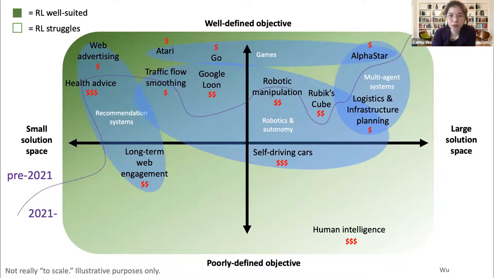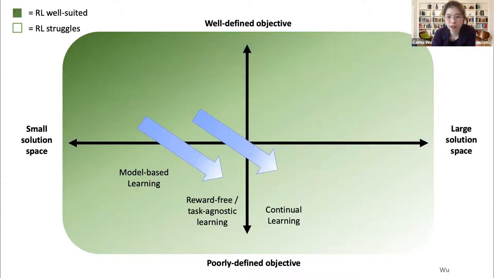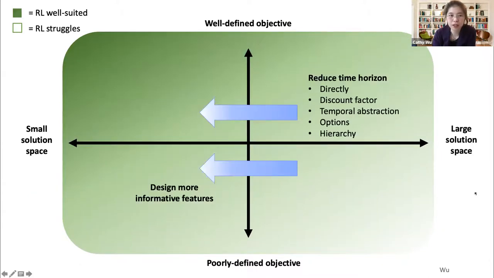So a couple of pretty easy things: one, if this is the quadrant that's suitable, then maybe we want to take these problems and push them in this direction. There are a few ways to do so, directly or indirectly. We basically want to reduce the time horizon. So we can just reduce the time horizon, we can twiddle the discount factor, we can incorporate temporal abstractions, options, hierarchy, various ways to push the problem into this space.